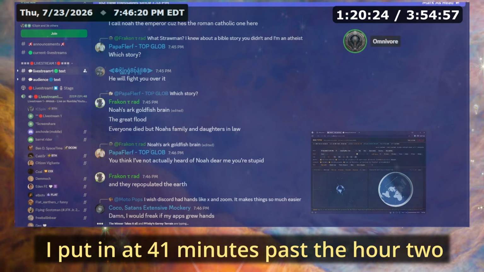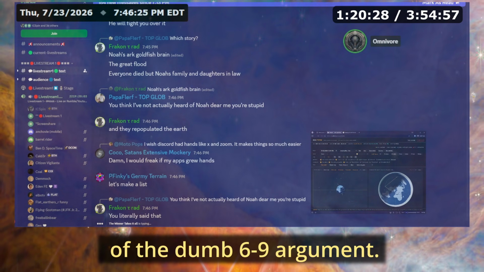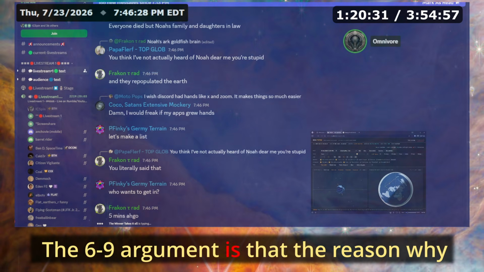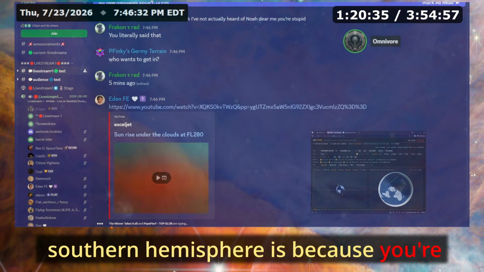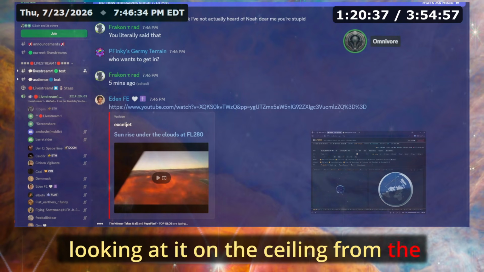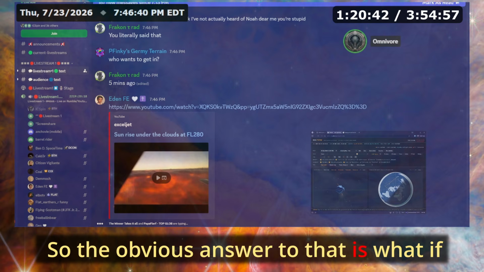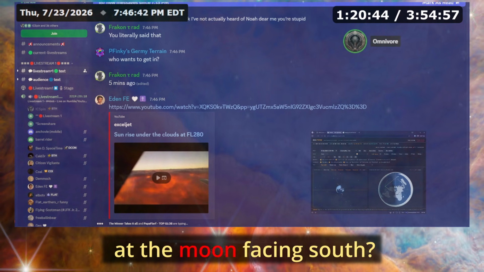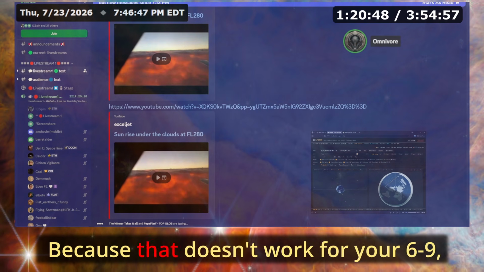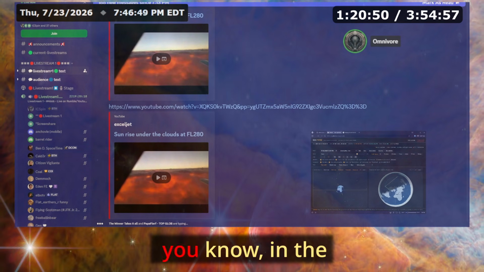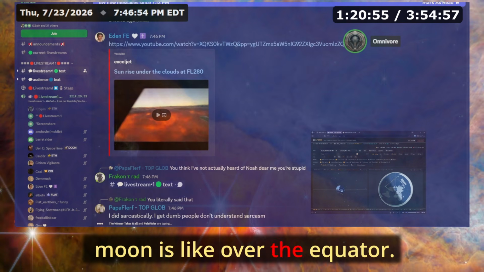I put in at 41 minutes past the hour 2 pictures because I'm tired of the dumb 6-9 argument. The 6-9 argument is that the reason why you see the moon upside down in the southern hemisphere is because you're looking at it on the ceiling from the other side of the room. So the obvious answer to that is, what if both people are looking at the moon facing south? They're both facing south. How do they still see it upside down? Because that doesn't work for your 6-9 in the middle of the room, right? That only works if the moon is over the equator.